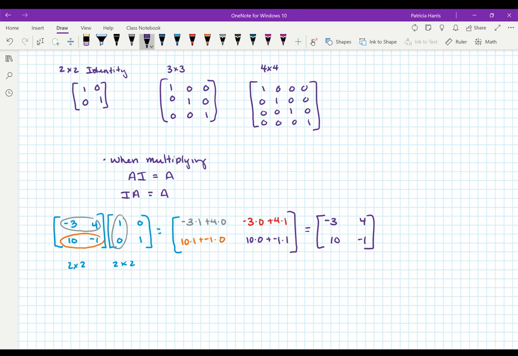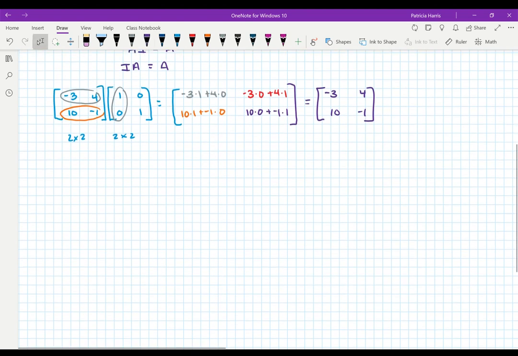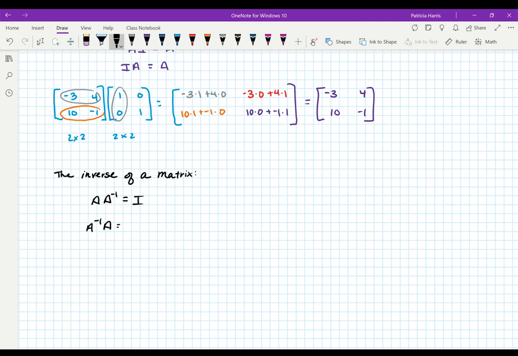Now, a matrix's inverse. Okay, so let's say we have a matrix A, we multiply it by its inverse, we're going to get the identity out. Now that should work for left-hand multiplication and right-hand multiplication. So the multiplication by an inverse will yield the identity matrix. So let's write that down.